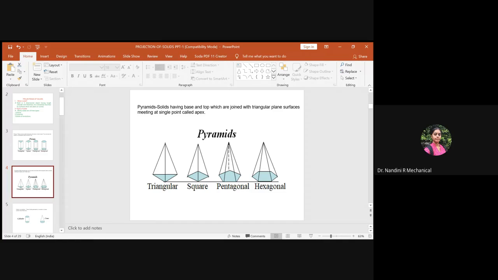In case of a square pyramid, if you join the 2 diagonals of the square, you will get the center point. From there, you have to join to the apex. So that will provide us the axis of the square pyramid.